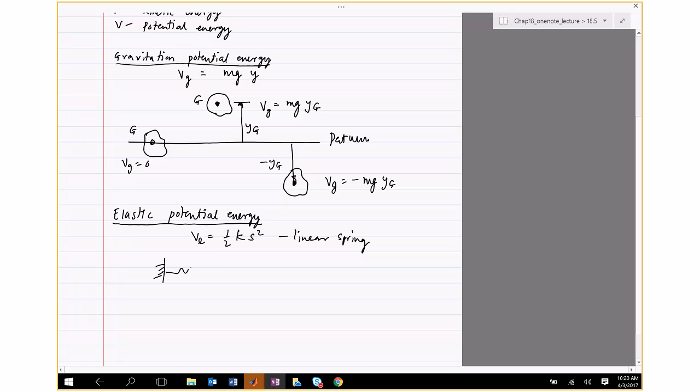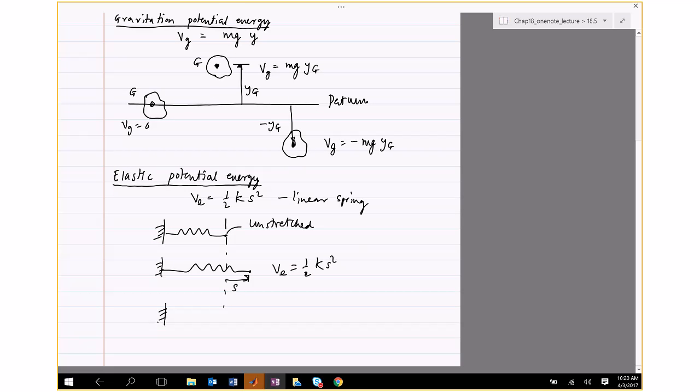Okay, so a caricature would be: the spring is unstretched, that is, the force in the spring is 0 when it is unstretched. It's also called the zero length of the spring. If you stretch the spring by distance s, then the potential energy is half k s squared, with a positive sign. If you compress the spring by the same distance, minus s, the potential is still half k s squared. So the potential is always positive, irrespective of whether the spring is stretched or compressed.